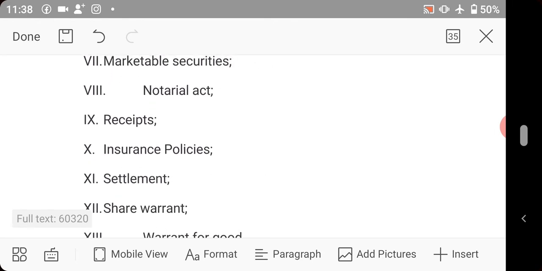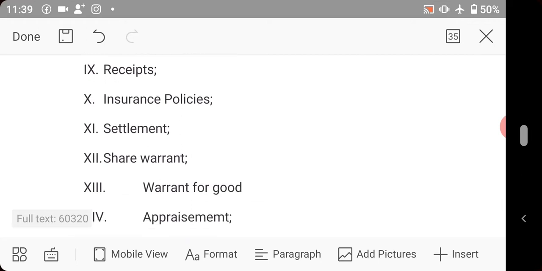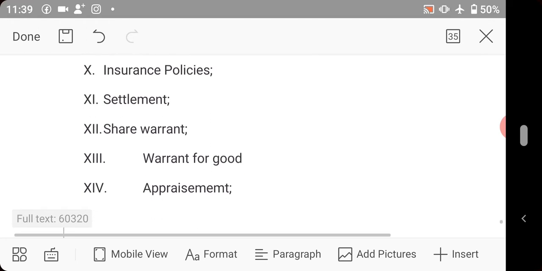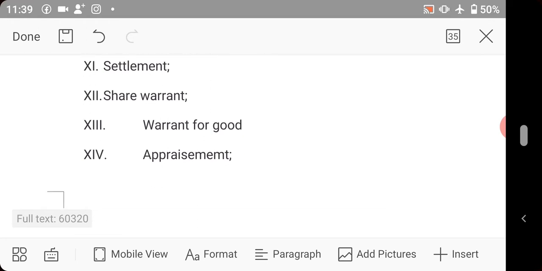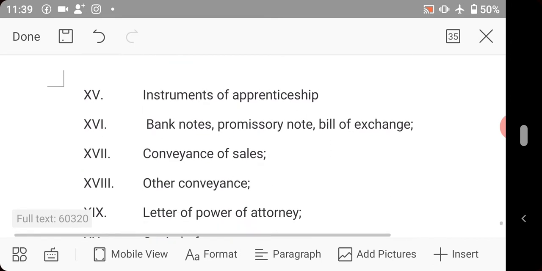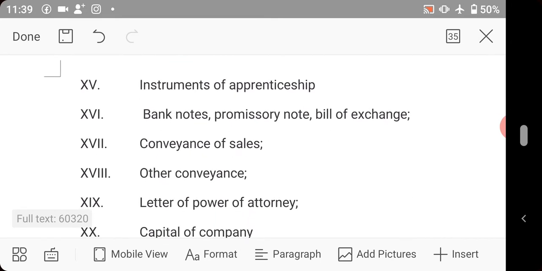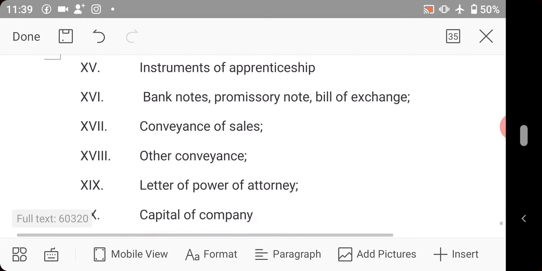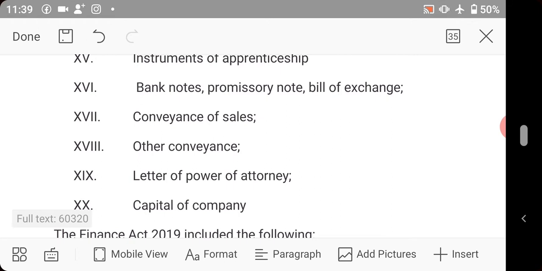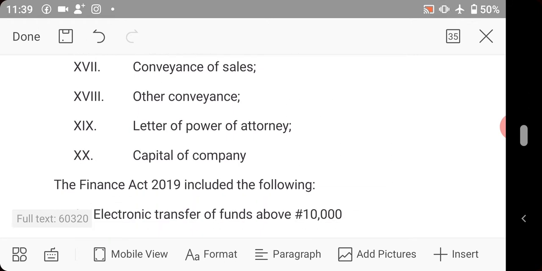acts, receipts. This receipt is of importance. It includes both written and electronic receipts. You must have a stamp duty, insurance policy, settlement, share warrant, warrant for goods, appraisement, instrument of apprenticeship, bank note, promissory notes and bill of exchange, conveyance of sales, other conveyance, letter of power of attorney, capital of company.